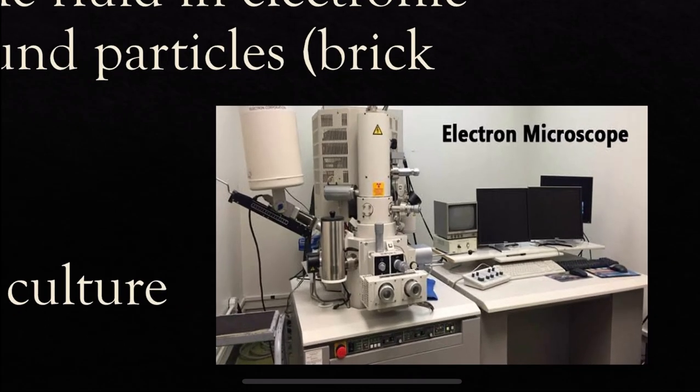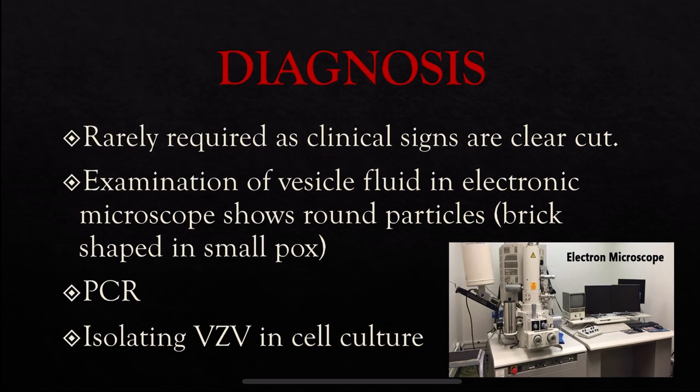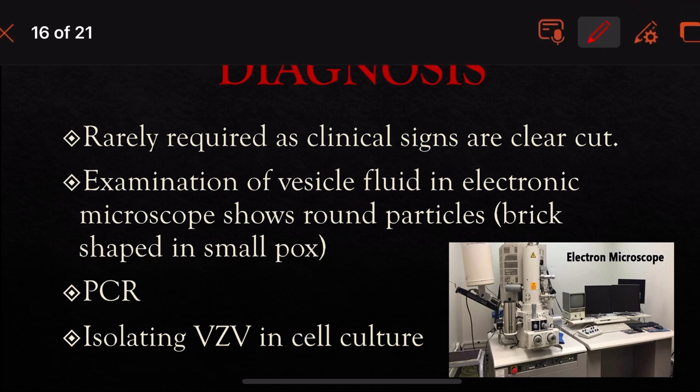So you can see here the electron microscope. The examination of this vesicle fluid in the electron microscope is going to show you the round particles, which have brick shape in smallpox, and this is the differentiation here. The round particles are seen in cases of chickenpox, and in the previous session we discussed the smallpox, where it is going to be brick shaped. And we have a PCR test, polymerase chain reaction test, and we are also going to isolate the varicella zoster virus in cell culture. So what are the diagnostic procedures? The examination of the vesicle fluid, and we have PCR and cell culture.